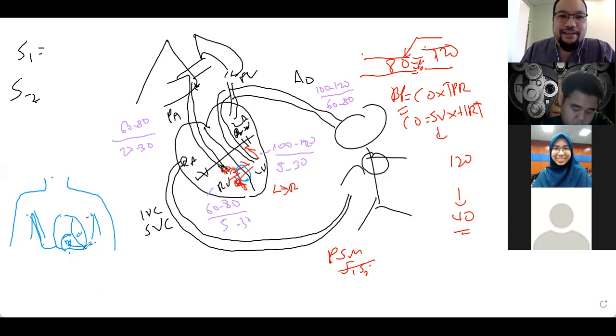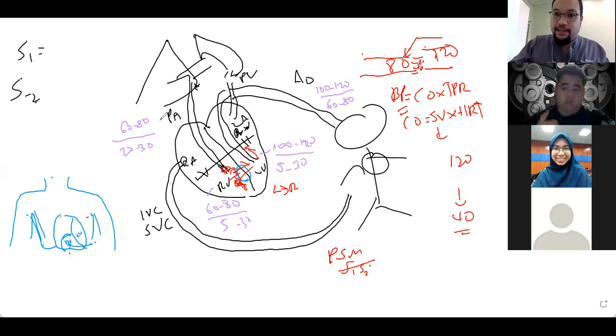Sound dia dekat sini kan? You can hear dekat apex punya area. In a nutshell, kan you auscultate kat mana? Apex, lower left sternal edge, upper left sternal edge kan?